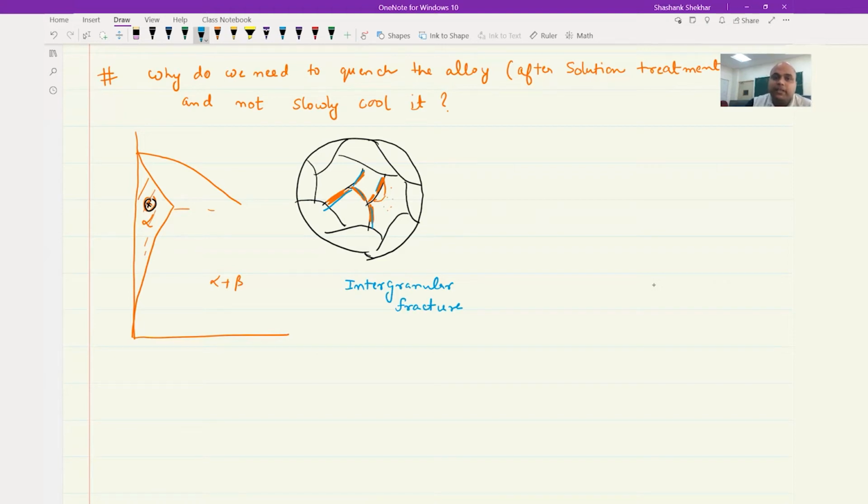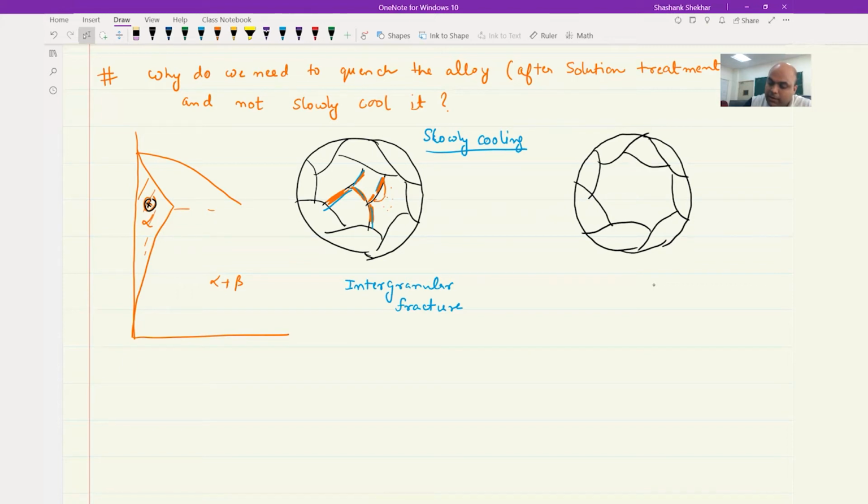The whole purpose of doing aging treatment is to increase the strength, but you don't want to lose ductility completely. There should be sufficient ductility as well if you are increasing the strength. So what do we do? Instead of slowly cooling it, so this is the case of slowly cooling, we are going to quench it. If you quench it, you're going to form a supersaturated solid solution. We have discussed that.